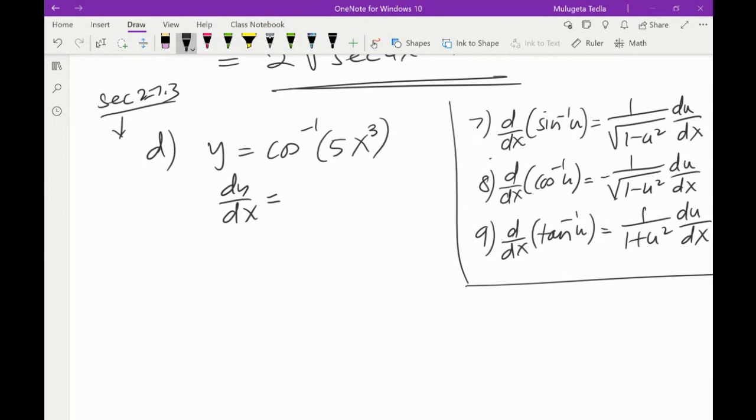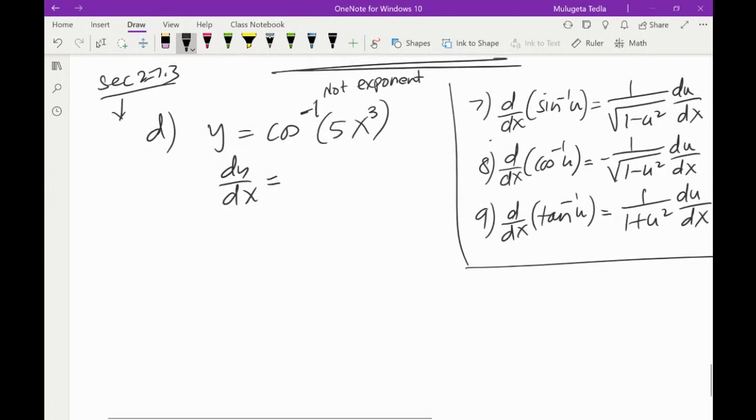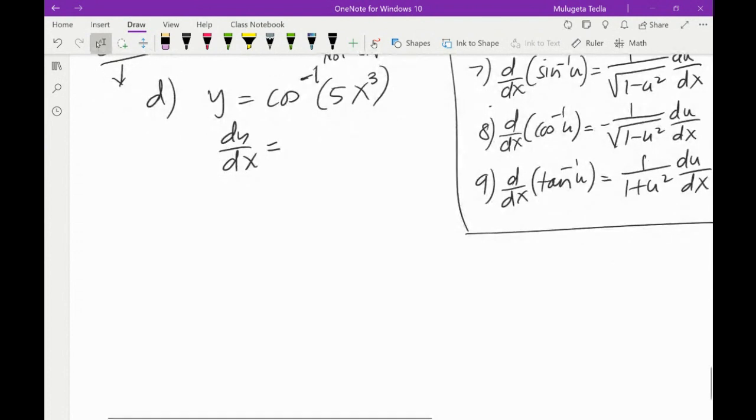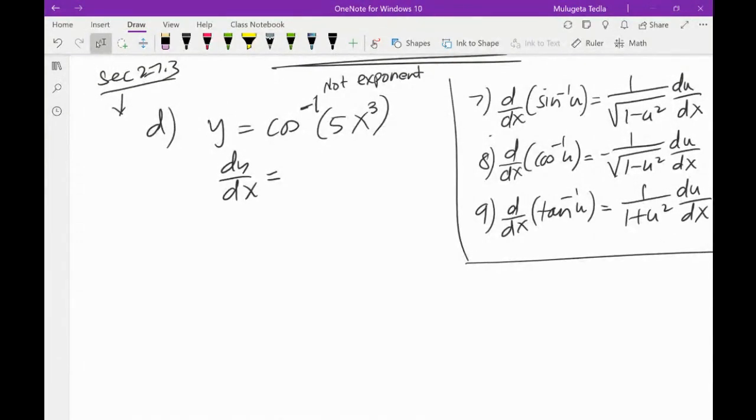And the inverses are not exponents. This inverse is not an exponent, please. It is a notation for the inverse. It's not a number, not at all. Negative 1 is not a number here. Okay, it's a notation for the function.